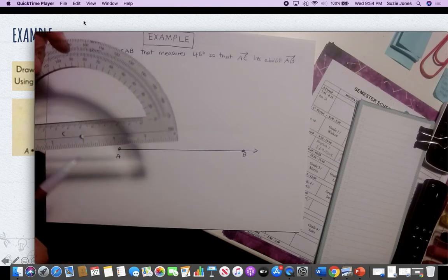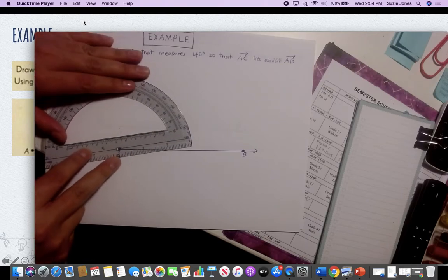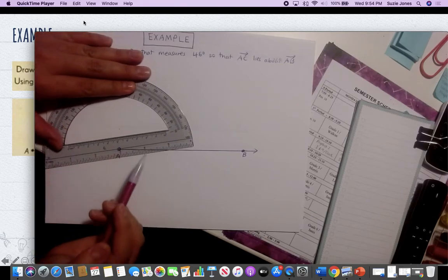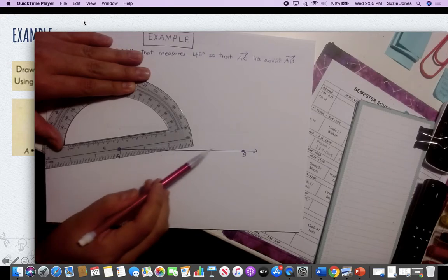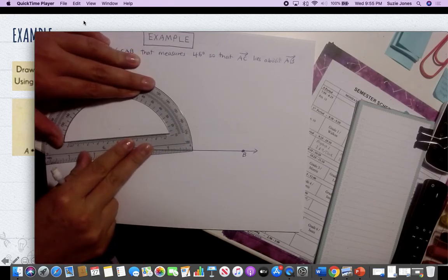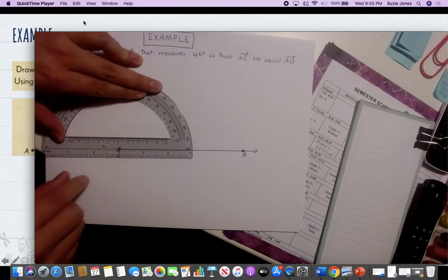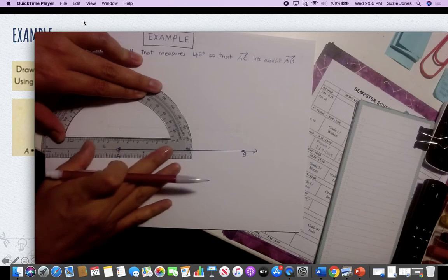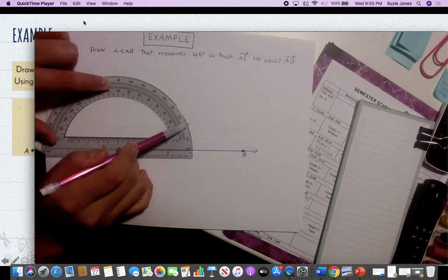So my vertex always goes in the center of my protractor. Okay, do this. But I have to, again, make sure my baseline is on top of my ray that I drew, because I'm going to have to manipulate it a bit. That looks good. Okay. And now, let's see, I know I have to go from here all the way up.